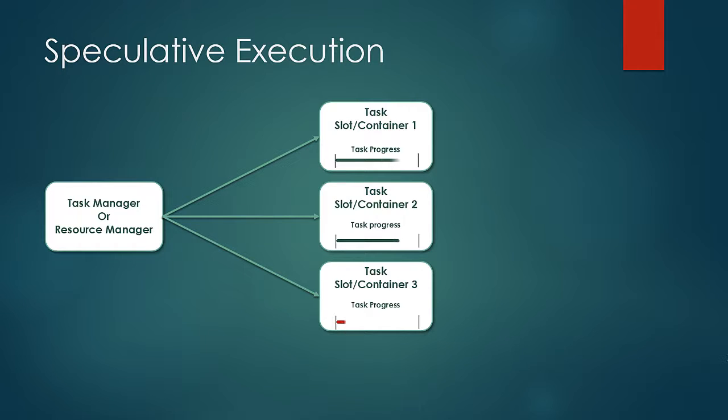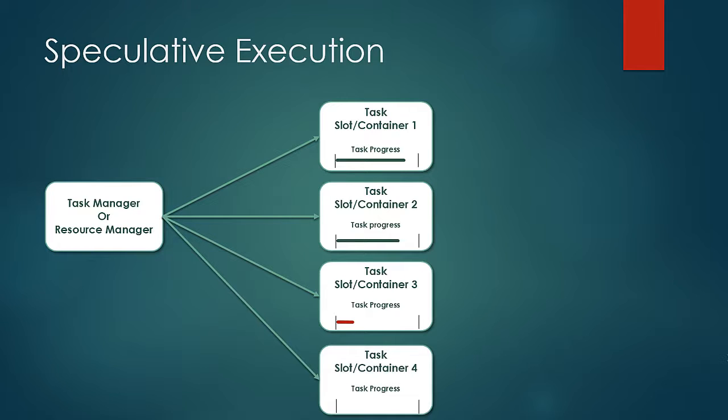In this simulation, you can see that task 3 has fallen behind the rest. This can be because of hardware degradation or software misconfigurations as well. In those cases, Hadoop relaunches the task on another machine. The one that finishes first is taken for the result and the other one is killed.